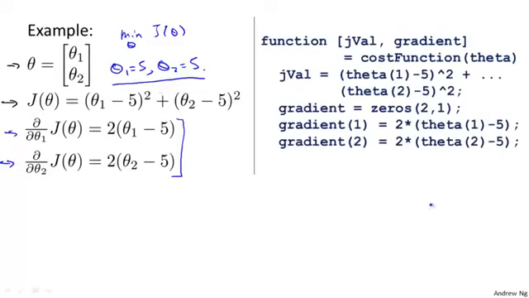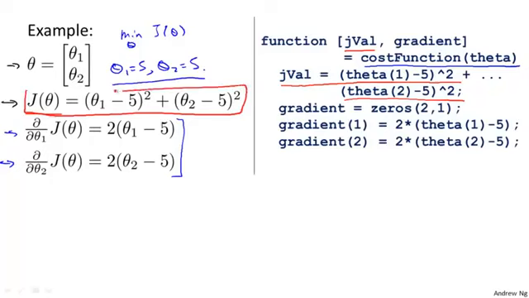So we implement a cost function theta function like that. And what this does is it returns two arguments. The first, jVal, is how we would compute the cost function J. And so this says jVal equals (theta 1 minus 5) squared plus (theta 2 minus 5) squared. So it's just computing this cost function over here. And the second argument that this function returns is gradient. So gradient is going to be a 2 by 1 vector. And the two elements of the gradient vector correspond to the two partial derivative terms over here.